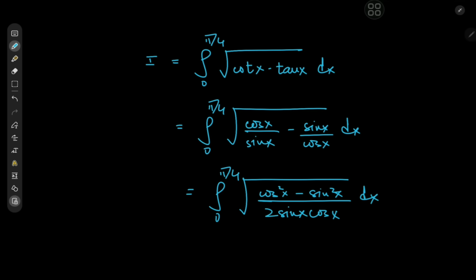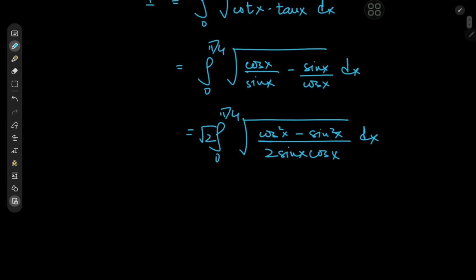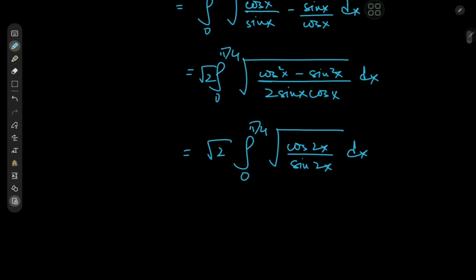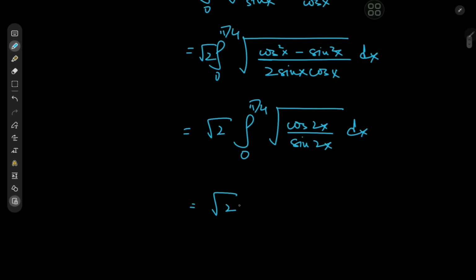Now, if I pop in a factor of root 2, then notice in the denominator, we do indeed have sine 2x, and in the numerator, we do indeed have cosine 2x. So we have root 2 times the integral 0 to pi by 4 of root cosine 2x divided by sine 2x dx. And this, of course, is the square root of tangent 2x. So I have the integral 0 to pi by 4 of root tangent 2x dx.